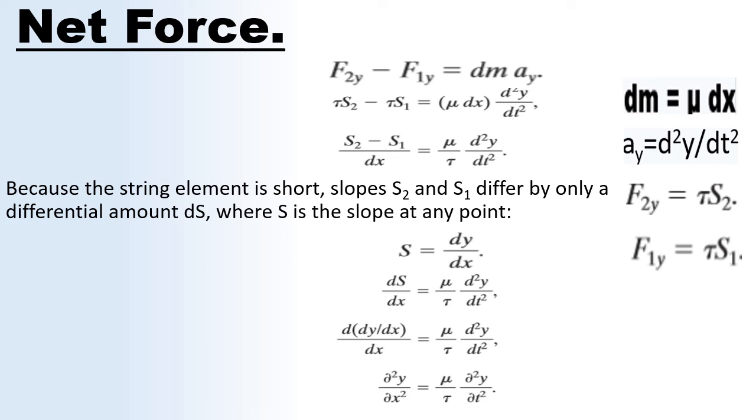And then finally we have the equation partial square y by partial x square equals mu divided by T into partial square y by partial t square. Here is the final equation. In this last step, we switch to the notation of partial derivatives. This is because on the left we differentiate only with respect to x, and on the right we differentiate only with respect to t.